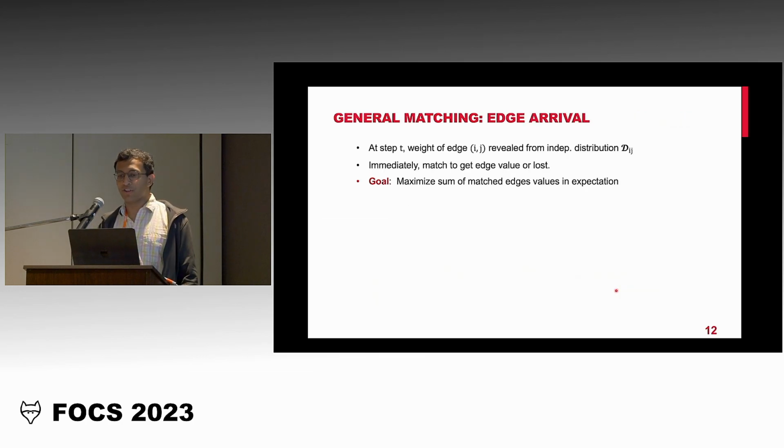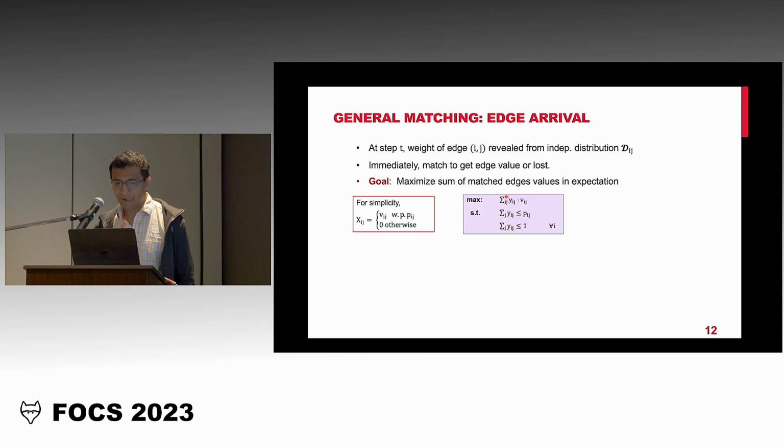You can also talk about general matchings, like what happens with edge arrival, for instance. At the ith step, maybe some edge ij shows up, taking some value with some probability dij. You need to immediately decide whether you are going to take the edge or not. You want to maximize the sum of the weights of the matched edges. Again, you can write some kind of an LP relaxation. Let's say, again for simplicity, it's a weighted Bernoulli distribution, with a natural LP relaxation.